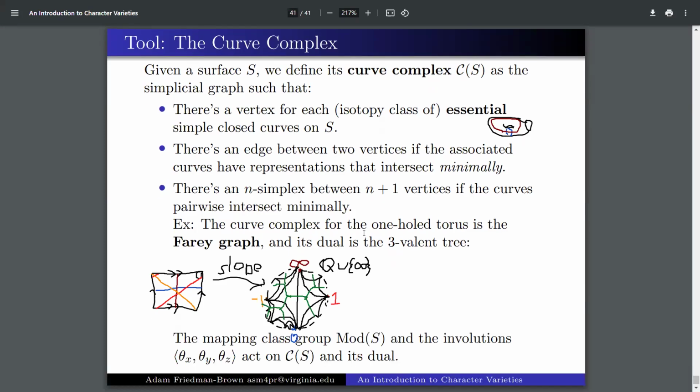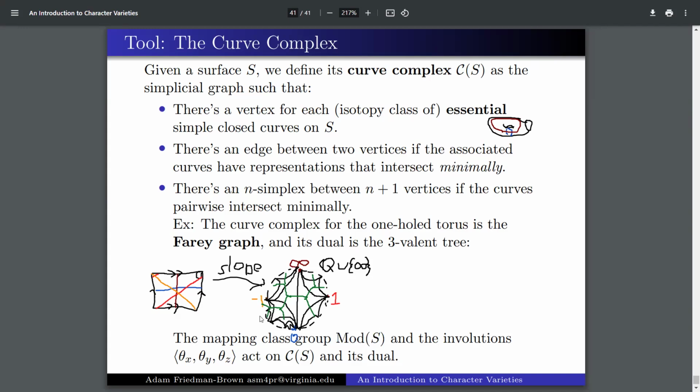And the way we associate this to everything we've been talking about with character varieties is that the mapping class group acts on this curve complex, as do the involutions. That's just because the curve complex sends one simple closed curve to another simple closed curve, so it sends each vertex to some other vertex. And if two simple closed curves start off intersecting minimally, the curves that get sent to by a homomorphism intersect the exact same amount. And if there's an edge between two vertices, there's still an edge between the image of those two vertices via Mod(S).